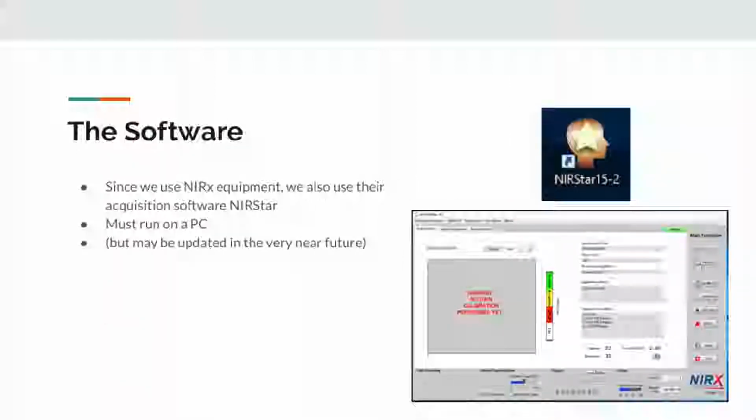The software we use for acquiring our data comes with the NIRx equipment and is called NIRStar. This must be run on a PC. What will maybe change drastically in the near future is they have a new acquisition software coming out along with their NIRS Sport 2. I have received a little bit of training on it. I haven't used it extensively yet. I just don't know nearly as much about it yet, so I'm going to talk about NIRStar to you and be familiar with it, knowing that this knowledge might become obsolete in a few months.